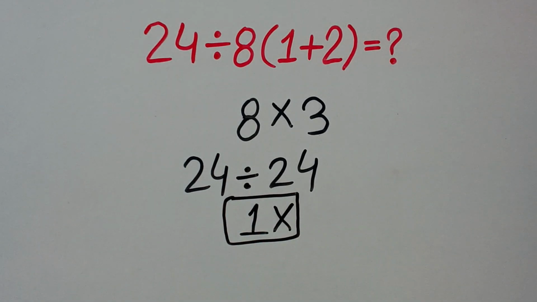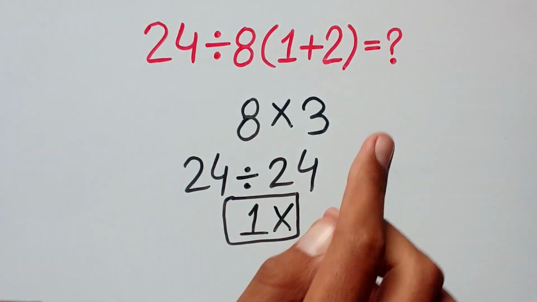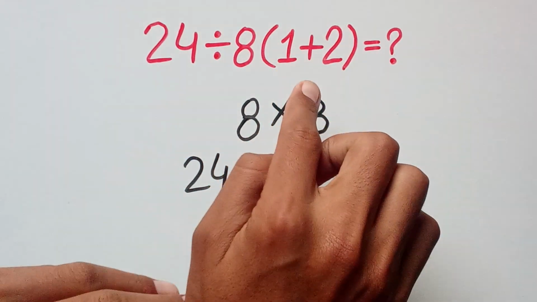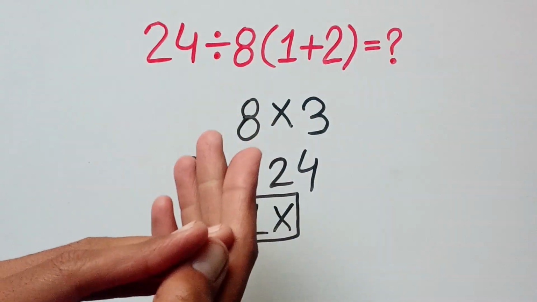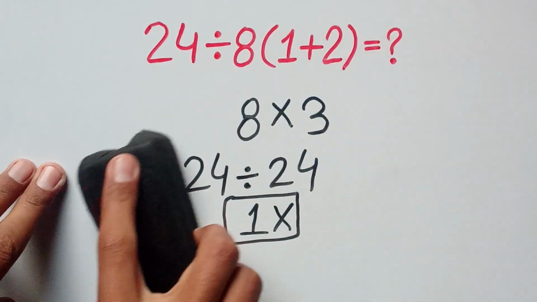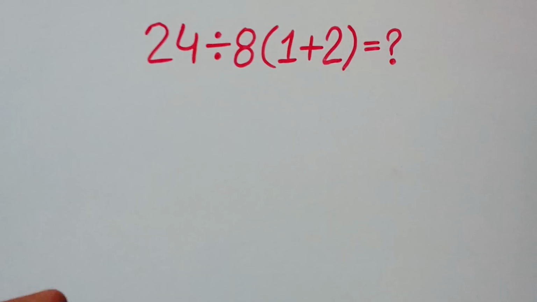Now, because of the order of operations, which is called the PEMDAS rule, according to the rule of PEMDAS, first we solve this parenthesis. After that, we solve multiplication and division according to the PEMDAS rule. Now I can remove this wrong method and now we are going to solve this question.